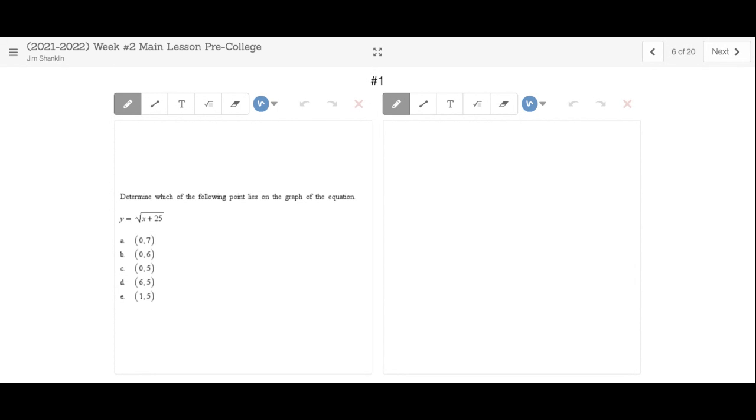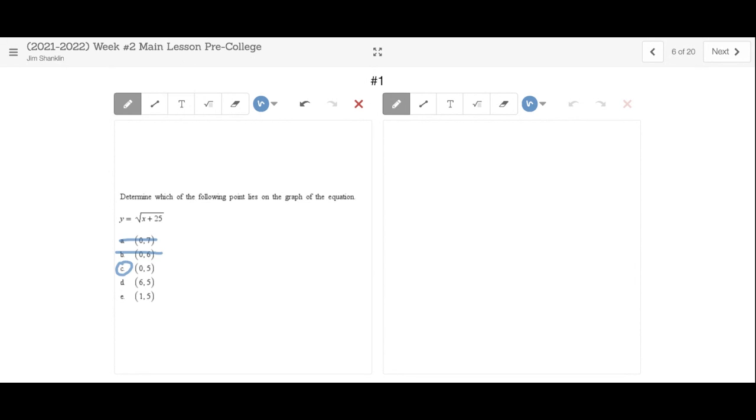So the first thing I would do is I'd look at this and it's like, okay, my x value is 0, so I'm going to put 0 in here. The 0 plus 25, that's the square root of 25, which is 5. That's not 0, 7. That does not work. So if I put 0 in here, the square root of 25 is not 6. That does not work. So if I put 0 in here, oh, that looks like it works. So I would go with letter C for that problem.